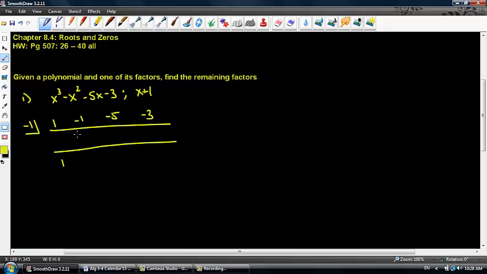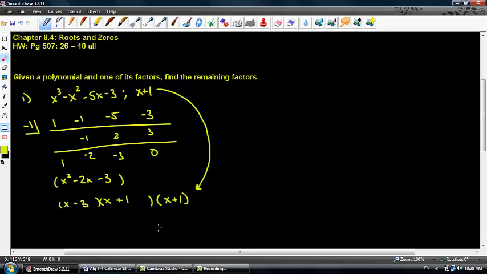We know that this is a 1, a -1, a -2, a 2, a -3, a 3, and a 0. And so our ending polynomial is going to be x squared minus 2x minus 3, which we could eventually factor into x minus 3 times x plus 1. And don't forget that the x plus 1 that was given to us can also tag along.